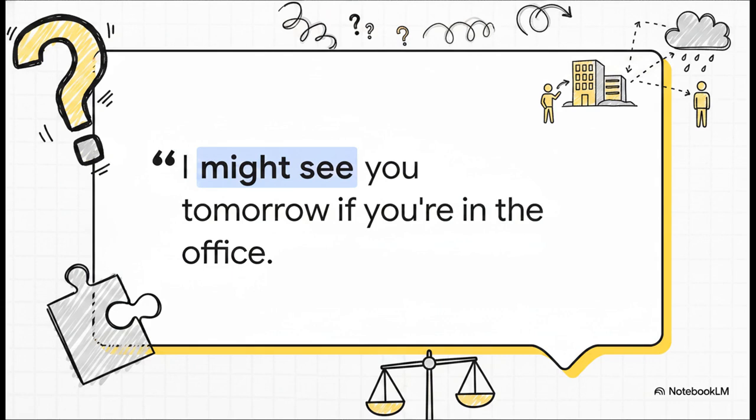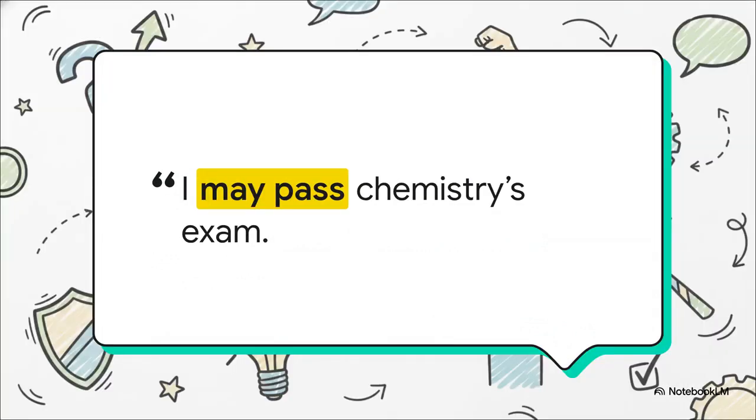Check out this example. I might see you tomorrow. This is definitely not a solid plan. It just signals that there's a chance it'll happen, but hey, no guarantees. It's the perfect way to talk about something that's uncertain. Same idea here.